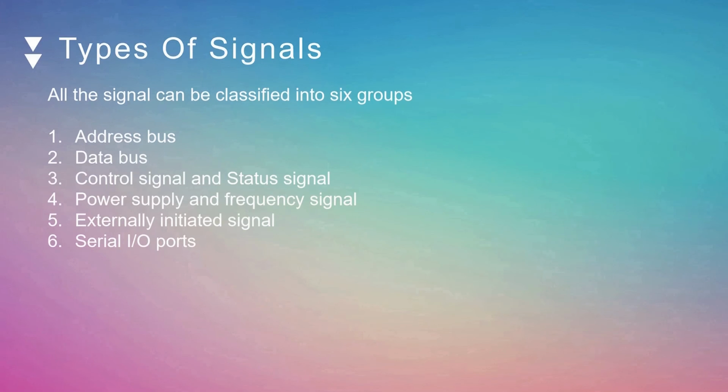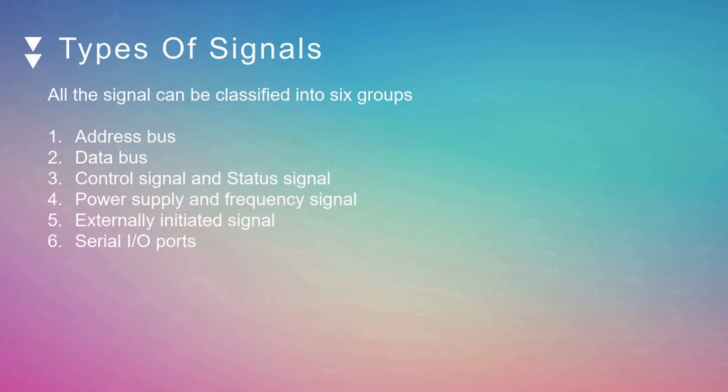Next, coming to the topic, the types of signals. First, we have the address bus, which is unidirectional and used as a high order address bus. Second, we have the data bus, which is bidirectional for dual purpose. They are used as a low order address bus as well as a data bus. Third, we have the control signals and the status signals.